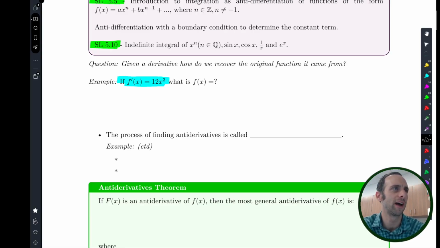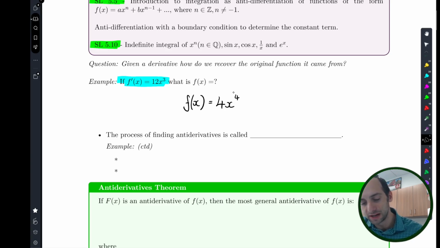You're putting your brain into reverse gear to try and figure out what was the function before the derivative happened. So you know the derivative with the power rule, you kind of multiply that power in front and then decrease the power by 1. We want to do the opposite here. If you play around with this a little bit, it's pretty easy to see that the original function that it came from must have been 3x to the power 4.